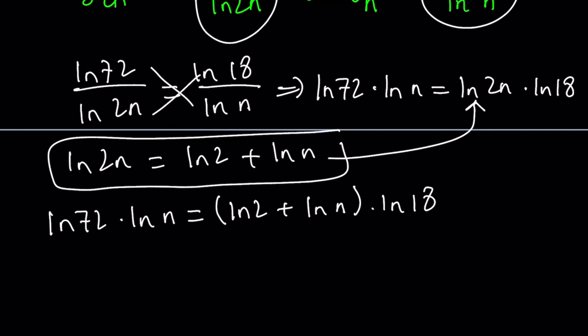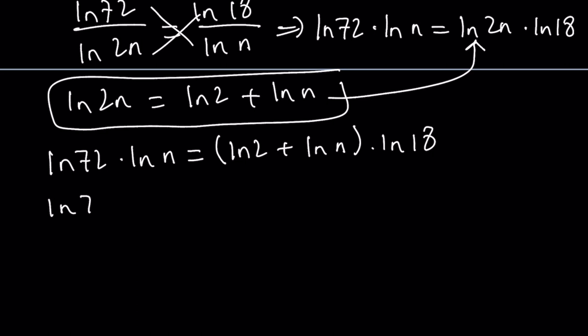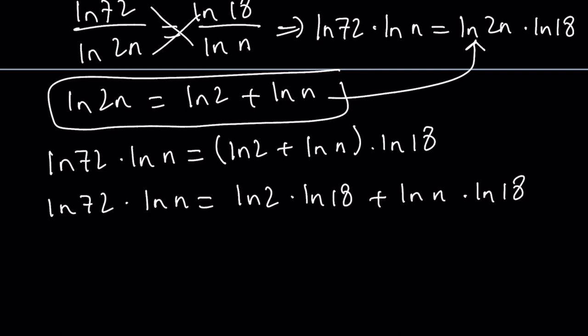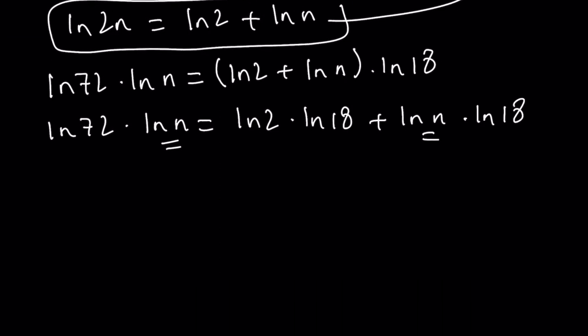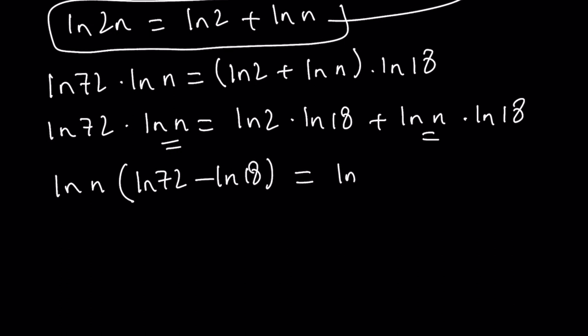Great. Now we can distribute the expression on the right hand side. ln 72 times ln n equals ln 2 times ln 18 plus ln n times ln 18. Now we have ln n on both sides. Let's put them together and factor out. We're going to take out ln n, and ln 72 minus ln 18, that's what we get by subtracting that expression. That equals ln 2 times ln 18. Awesome.